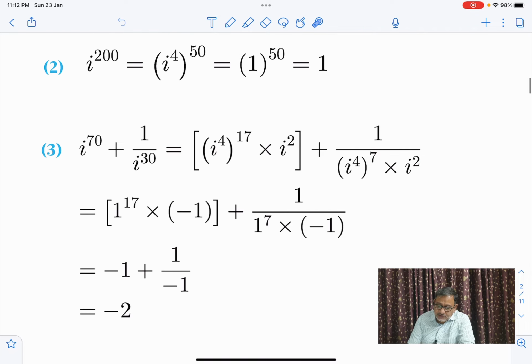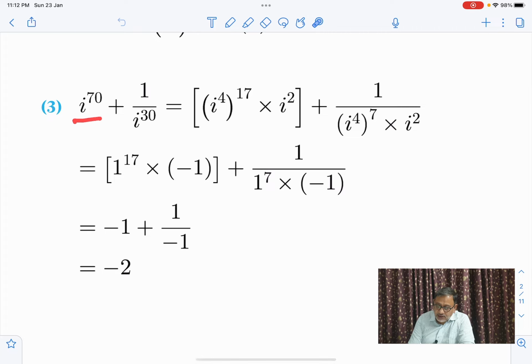Now i^70 plus 1 upon i^30. i^70 I can write as i^4 bracket to the power 17. As I said, I want to use i to the power 4. So 17 fours are 68, and then the remaining 2 power I am writing separately. Okay. Now all these powers of i will get converted to 1, and 1 to the power 17 is 1. And i squared we already know will become minus 1.